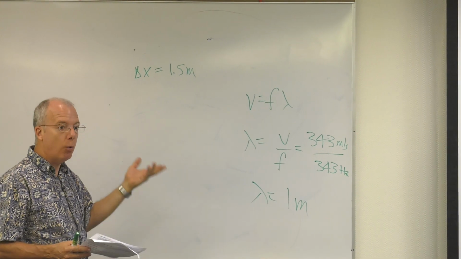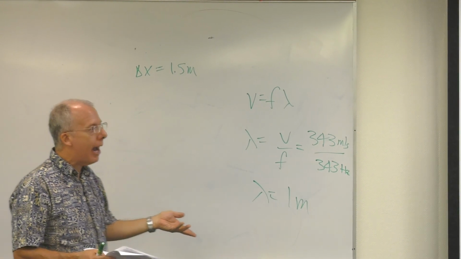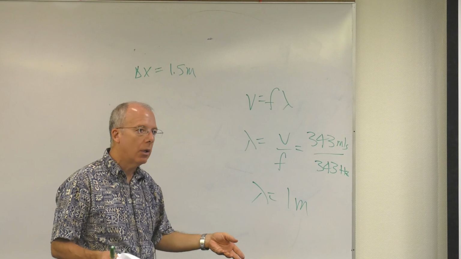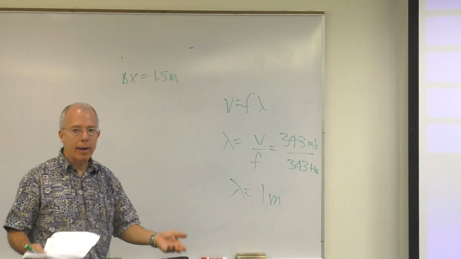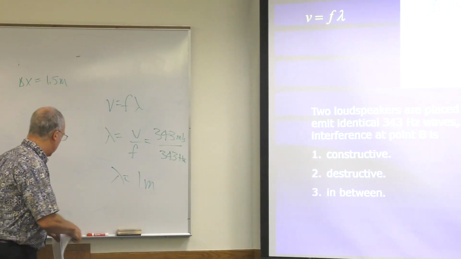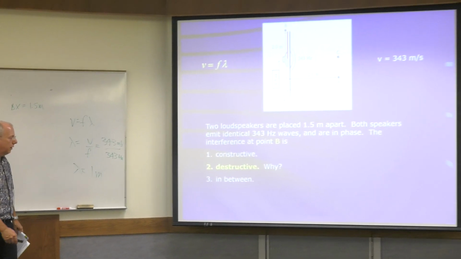It's 1.5 wavelengths. Well, if there's a path difference of 1.5 wavelengths, or 1/2 a wavelength, or 5/2 wavelengths, what kind of interference are you going to get? You're going to get destructive interference.